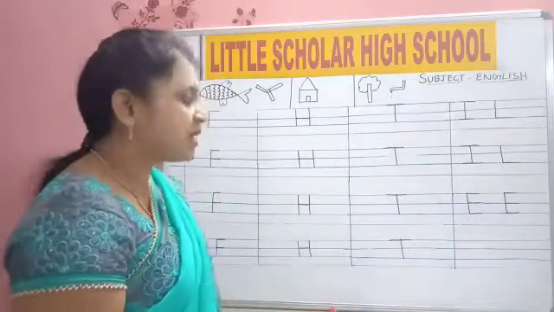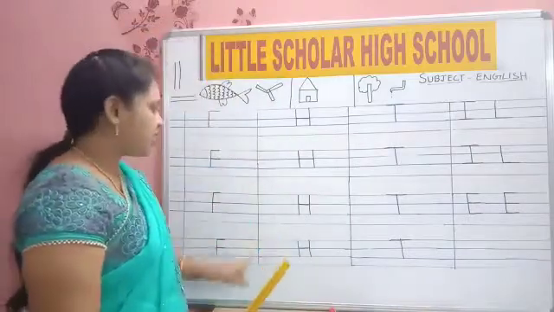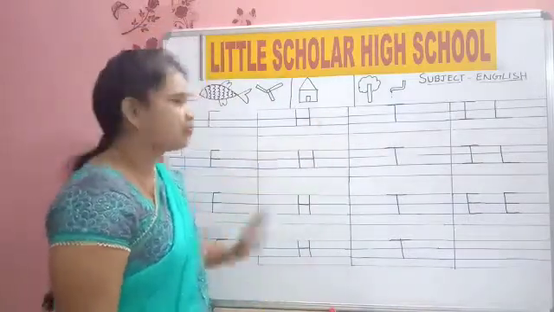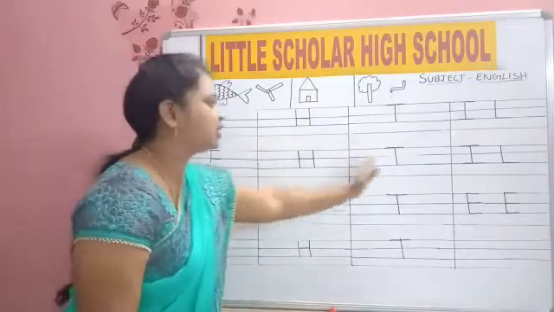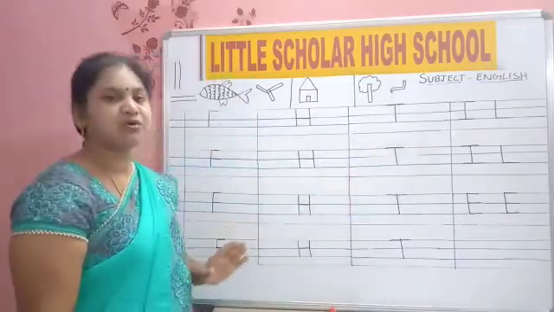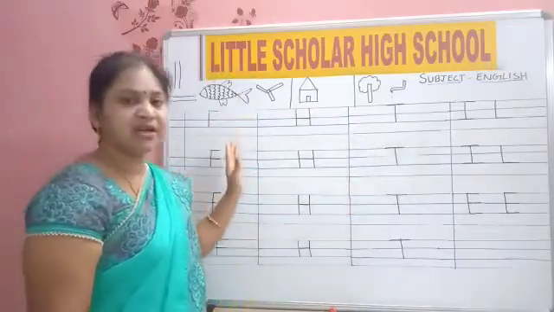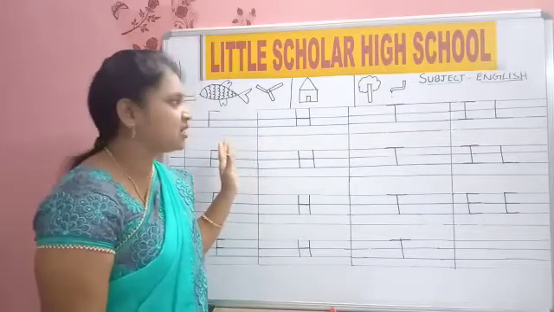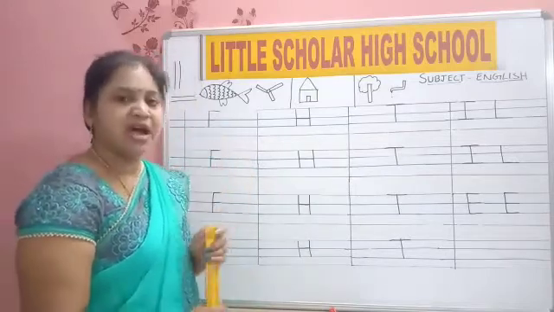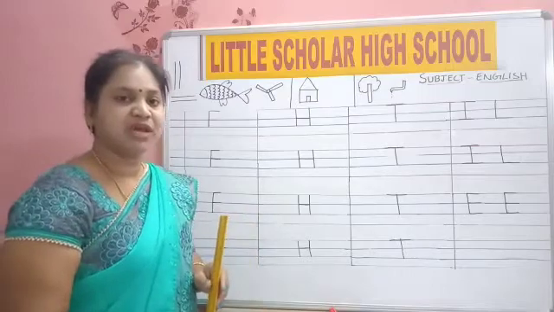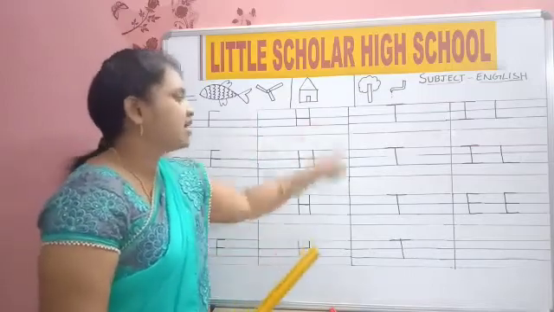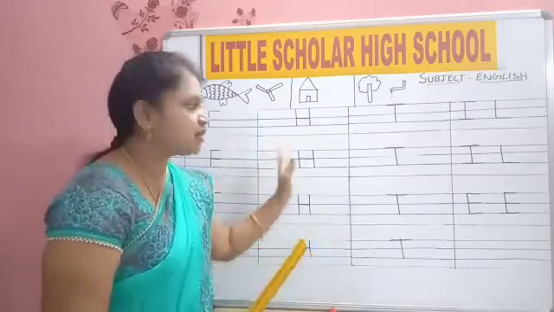Your parents will divide the paper like this into 4 equal parts. 1, 2, 3, 4. 4 parts we got, no? Parents, please draw straight lines and give to children. They will write on their own. Understood, children? Your parents will draw lines for you, these straight lines.